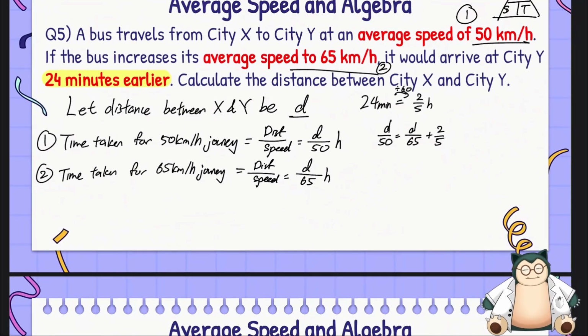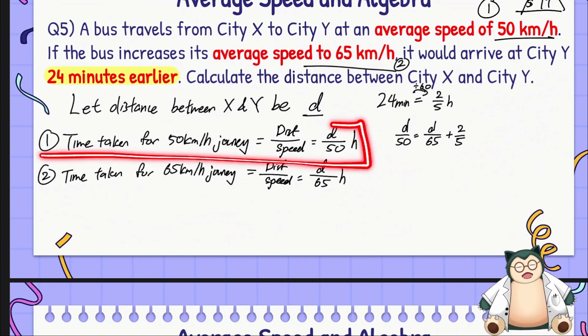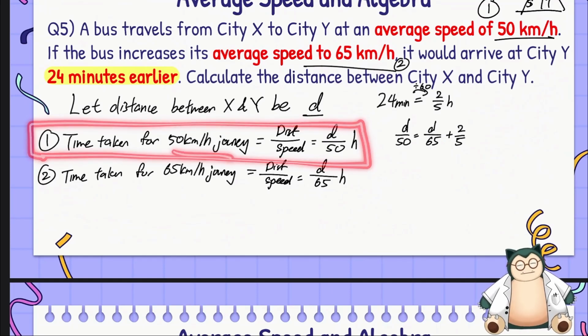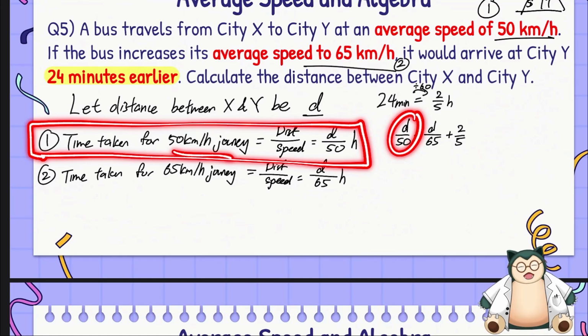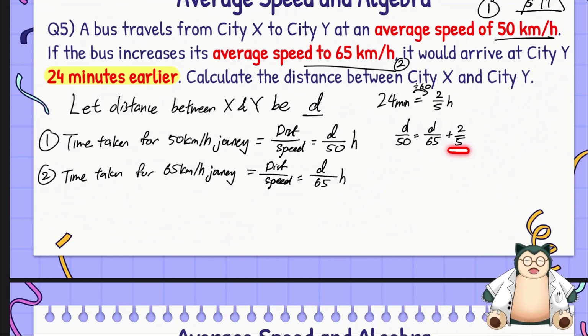Okay, so I just repeat again, how do I get this? So firstly, what I do is I express this on one side of the equation, time taken for 50 km per hour journey, and put it as the left side. And then I know that because it takes 24 minutes faster to travel the 65 km per hour journey, so I put this on the right hand side, and then I add that 24 minutes to it. Alright, because we need it to add to the right side of the equation for it to be balanced.